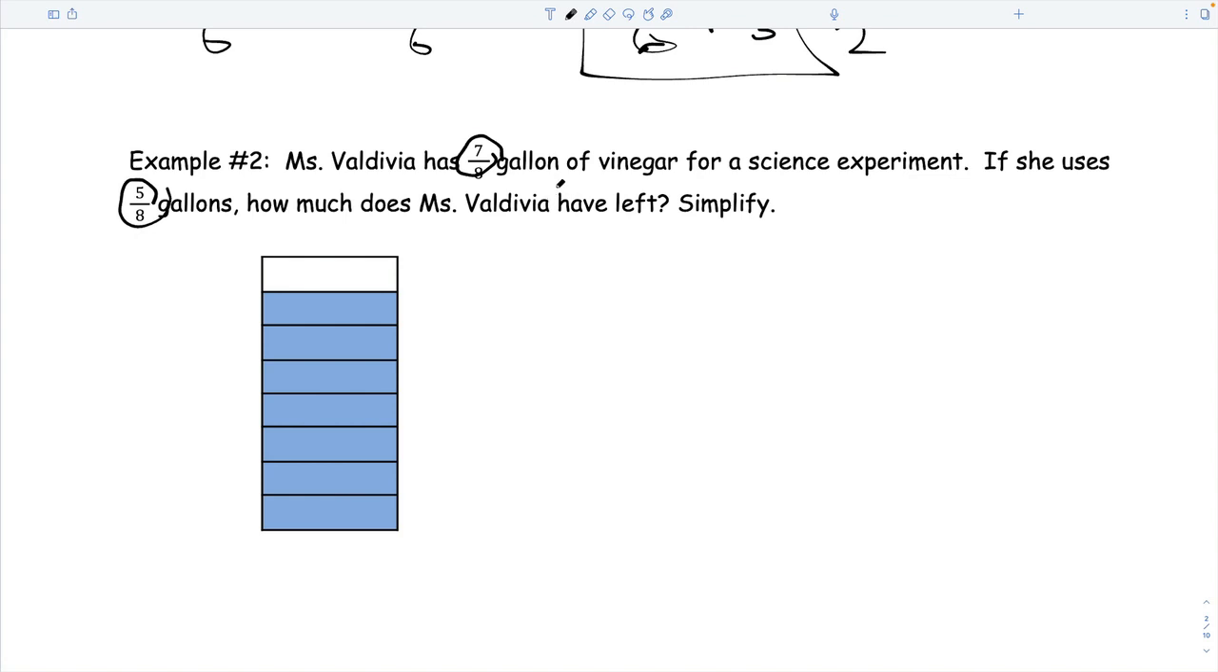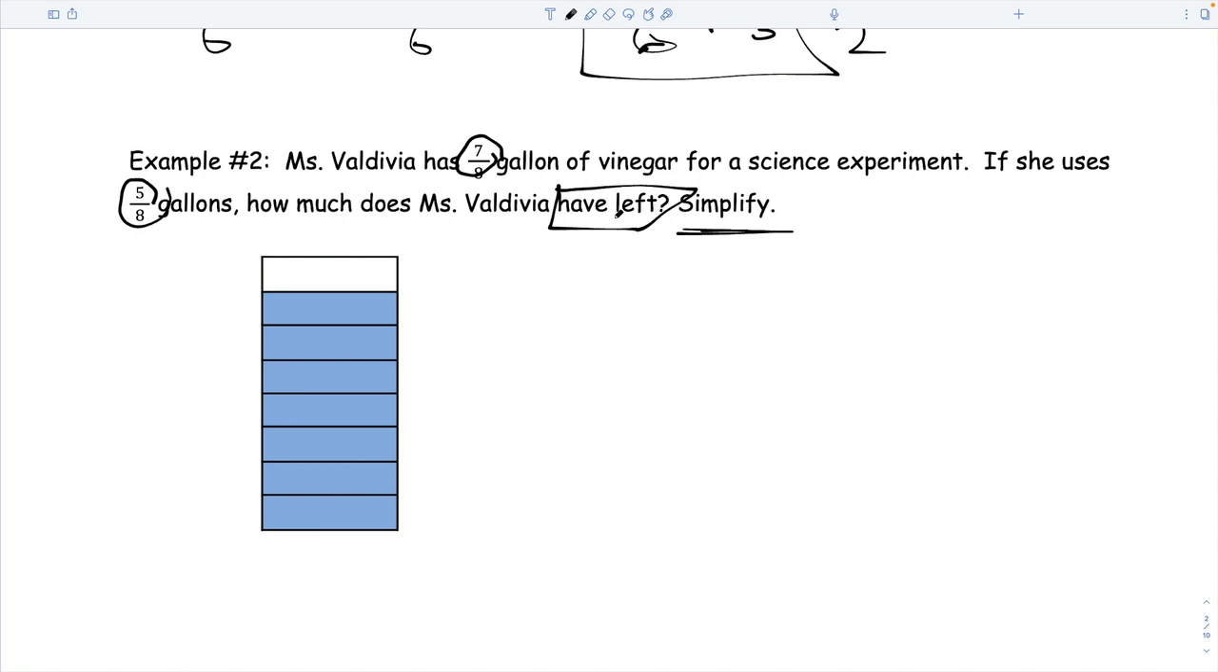What word clues me in? This part says, how much does she have? Simplify is a good word, but it doesn't tell me add or subtract. Nora, what word are you looking at? Left. Having left clues me into something.